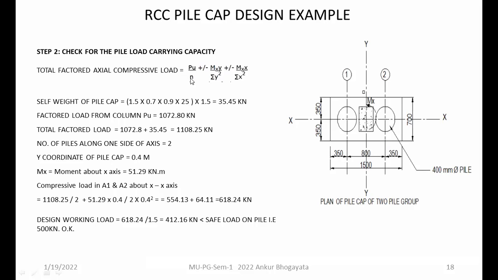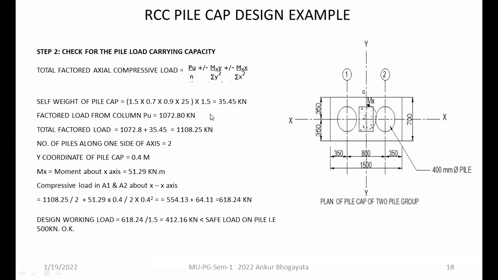So this equation is from the IS code provisions: Pu upon N, plus Mu, My upon sigma y square, plus Mx divided by sigma x square. So this is a combination of the moments. You may have come across this equation earlier while you were designing the elements for combined stresses, direct and bending stresses, especially when the moments are applied from both directions. In our case, we have only one direction of the moment, so we'll take account of that direction only.